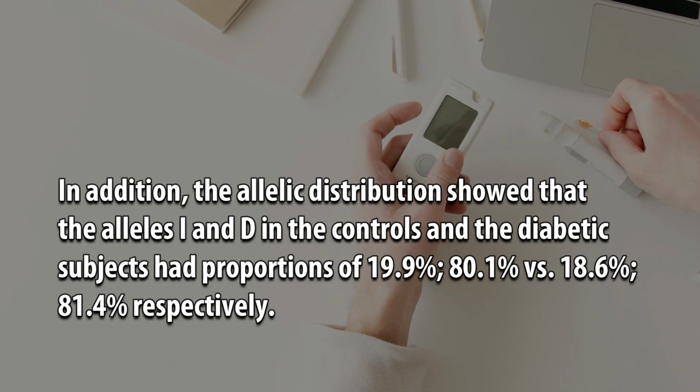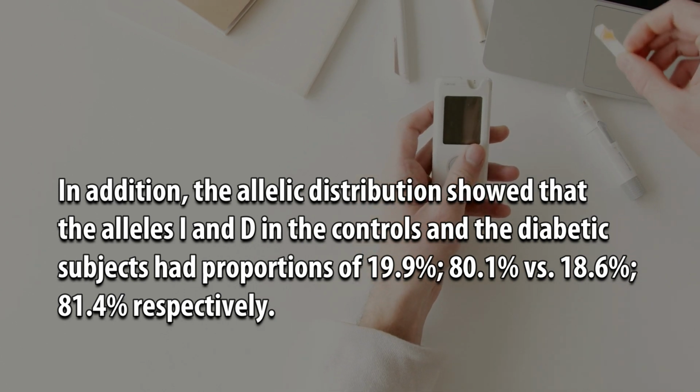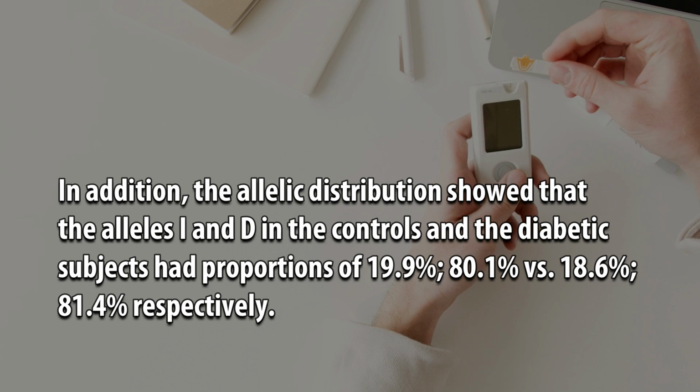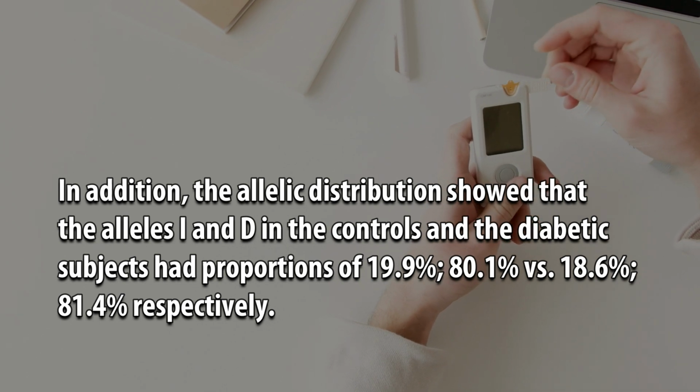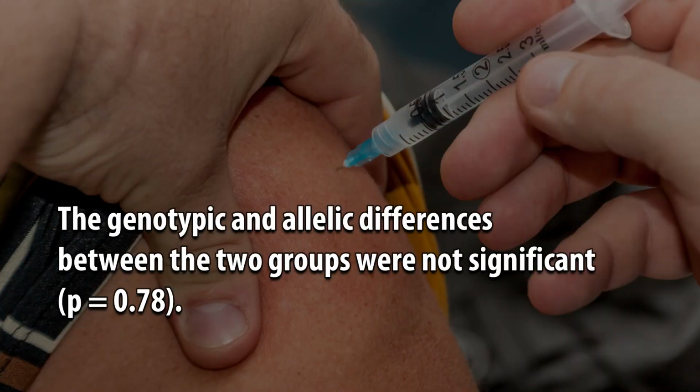diabetic subjects had proportions of 19.9%, 80.1% versus 18.6%, 81.4% respectively. The genotypic and allelic differences between the two groups were not significant, p equal to 0.78.